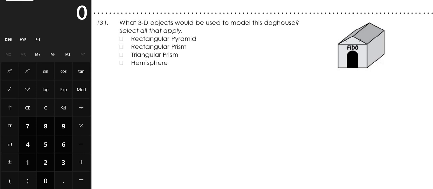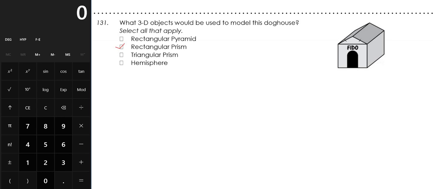Number 131. What 3D objects would be used to model this doghouse? Now, you should recognize this doghouse from a previous problem that we've done when we tried to figure out the height and the volume, but now they're just asking what shapes make this doghouse. The bottom is pretty simple, looks like a box. So the bottom portion is going to be a rectangular prism.